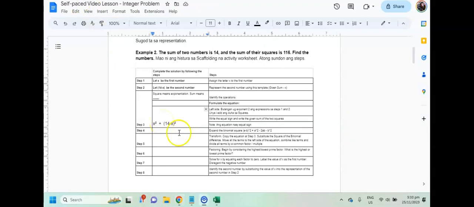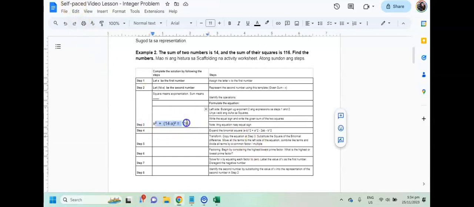Pila man ang sum of the squares based on the problem? Yes, sa atong example, ang sum of their squares is 116. Unsa gani ang symbol sa is? Yes, it's equal sign. So, we write the equal sign after 14 minus x squared. Pila gani ang sum of their squares? Yes, it's 116. So, we write equals 116. That is for the right side of the equation. So, do this for your tickets.